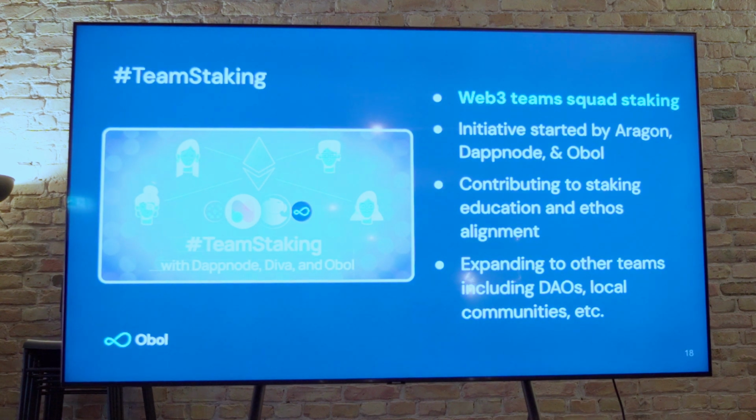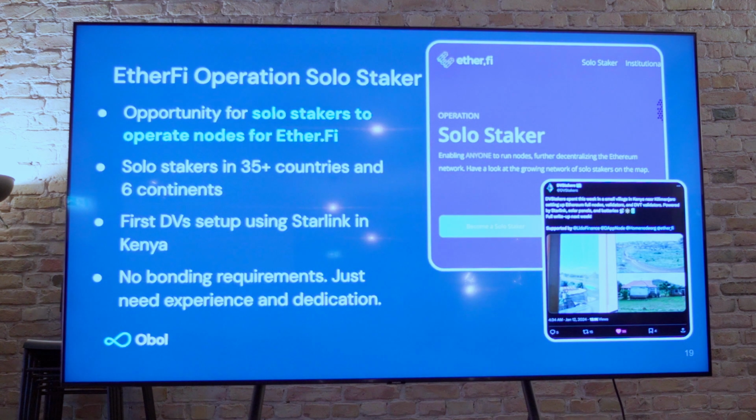Team staking is kind of an initiative that was started by Aragon. You might know them from kind of the DAO space. So they're going to get ready to run a DV with their employees, and everyone's going to pitch in a bit of ETH. Maybe they'll even start running some of the Aragon DAO treasury in the future. That's to be decided. That's their decision, not ours. But that's kind of cool, if you think about teams coming together and running Ethereum staking together.